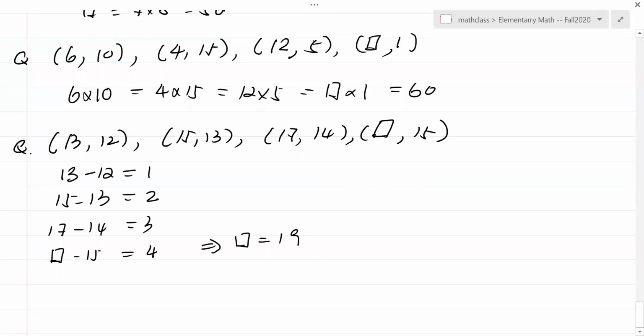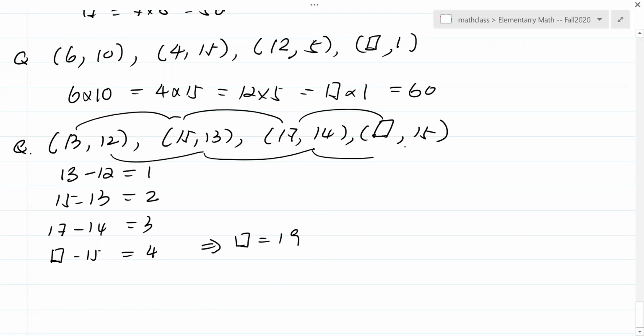Another way to look at it is 13, 15, 17, it increases by 2. Then here, increase by 1, plus 1, plus 1, plus 1, here plus 2, plus 2, plus 2. Right?